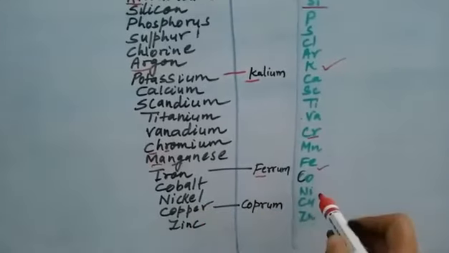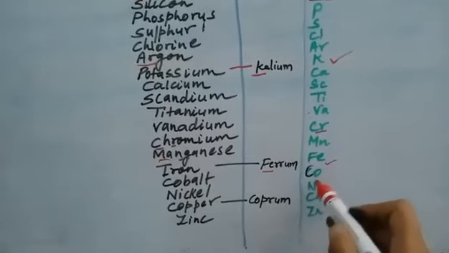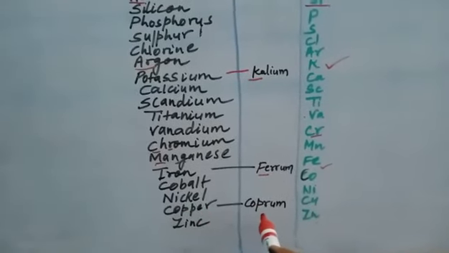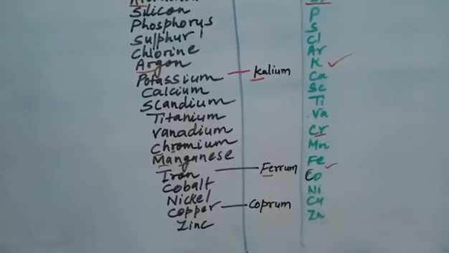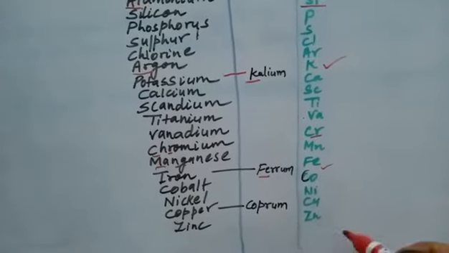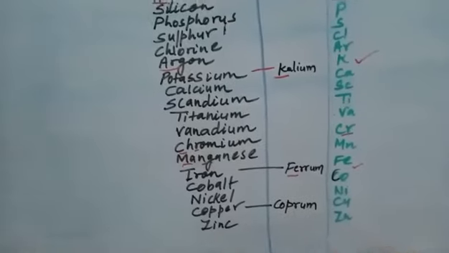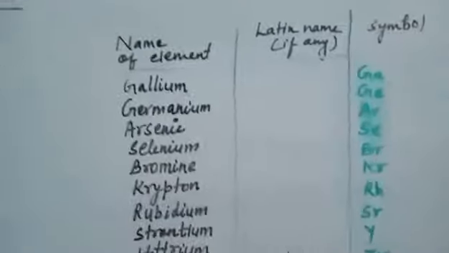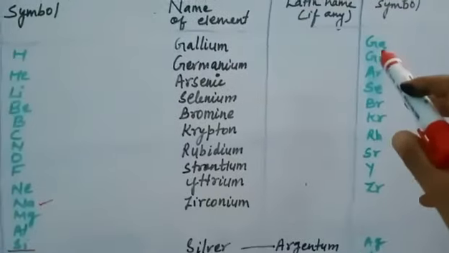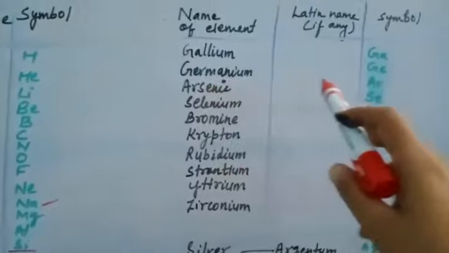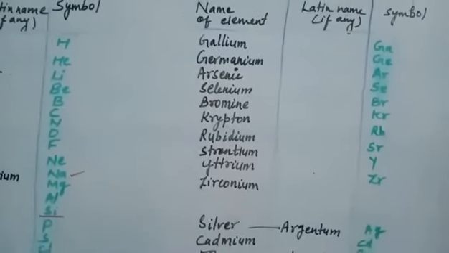Now nickel is capital N and small i. Then copper is taken from the Greek word cuprum, and its chemical symbol is what? Cu. Now zinc is Zn. Similarly, you have other element names also and their symbols. Now gallium is Ga. Germanium, it is Ge, you know it, these are all metalloids.